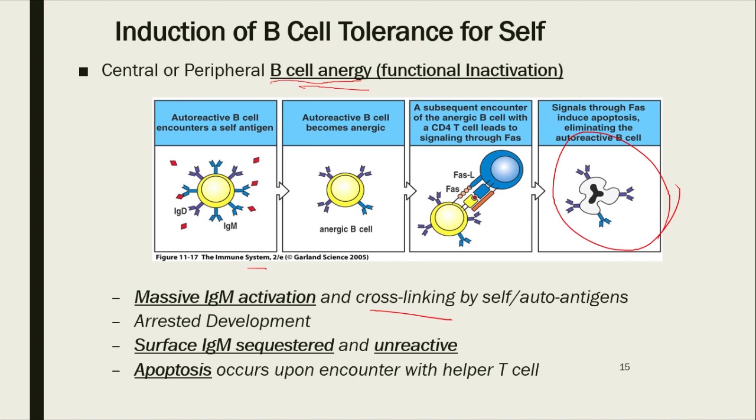where they cannot reach and react with the antigen, so they become unreactive. At that point, a subsequent encounter with a CD4 T cell and the signal sent through the Fas ligand will induce apoptosis in those self-reactive B cells.